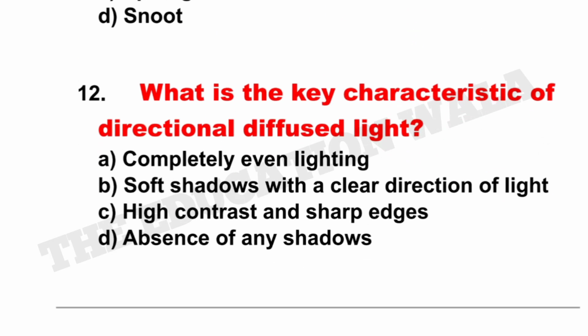Question number 12. What is the key characteristic of directional diffused light? Option A: completely even lighting. Option B: soft shadows with a clear direction of light. Option C: high contrast and sharp edges. Option D: absence of any shadows. The right answer is soft shadows with a clear direction of light.